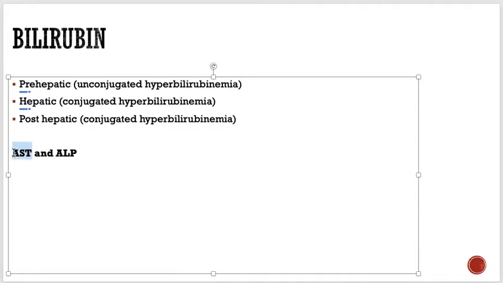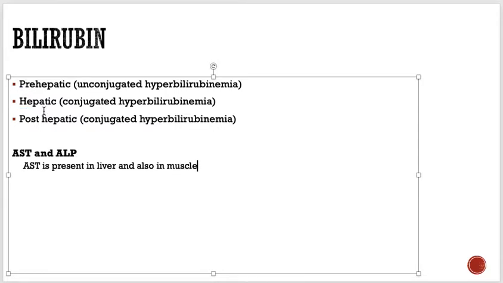AST, which is aspartate transaminase. Okay. Now, what is the story of AST? Like ALP, I already talked about this one in the previous lecture, but AST is present in the liver and also in muscle.